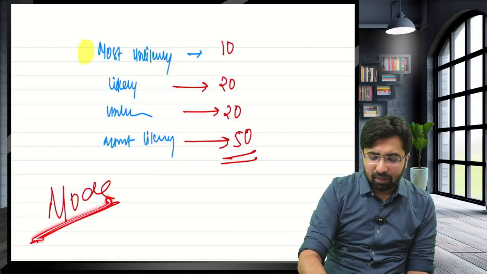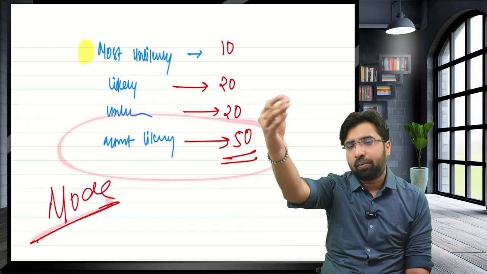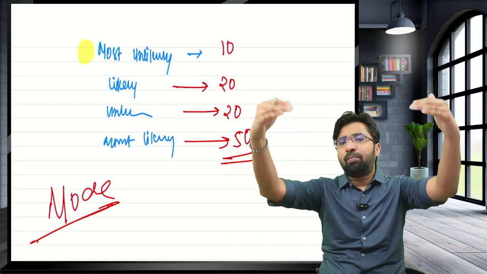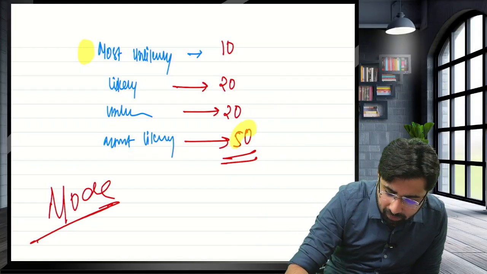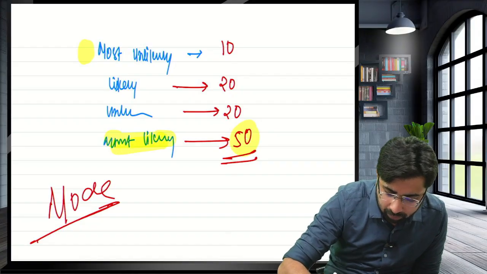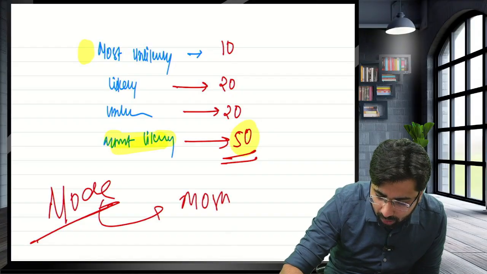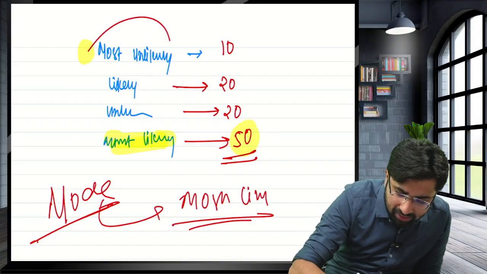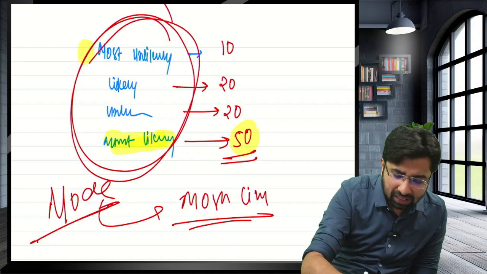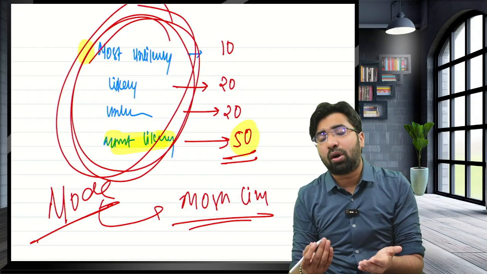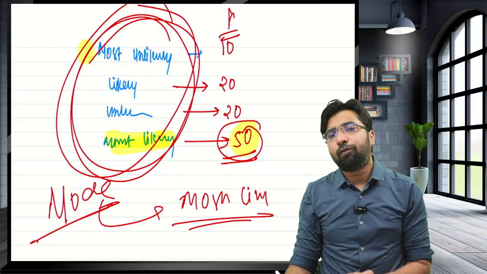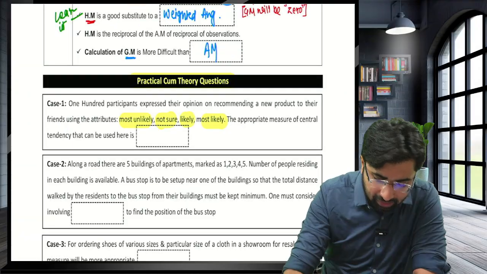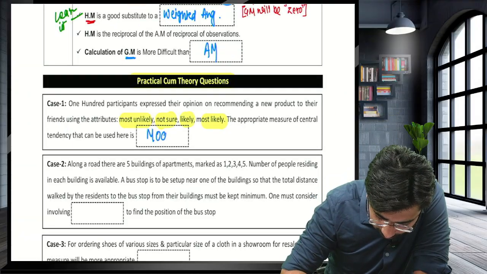Why? It's just like I have conducted a poll. The maximum polls I get, I will take that decision. Since the frequency of the most likely is high, I will go for the most likely. Mode is here the most likely. I cannot calculate mean or median here, I can just calculate mode. Since the most likely has the highest frequency, I will go for it. So in this kind of case, I will use mode.